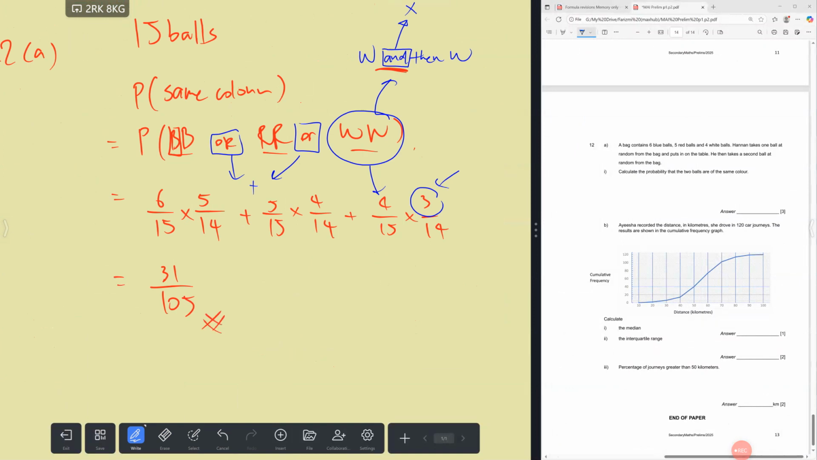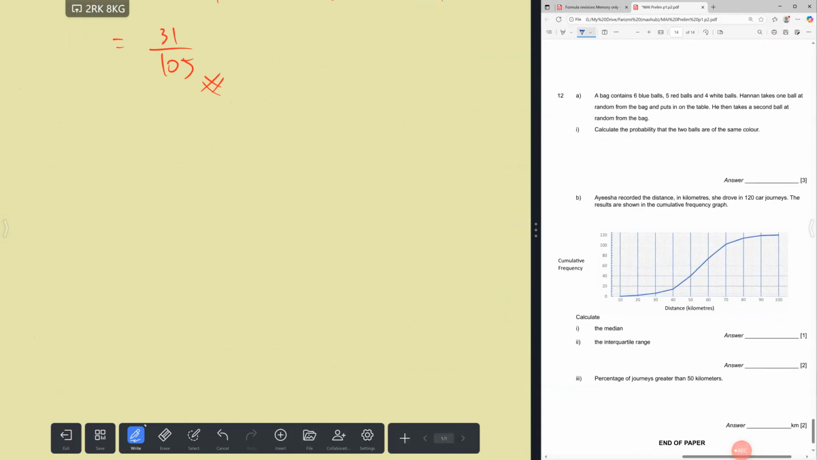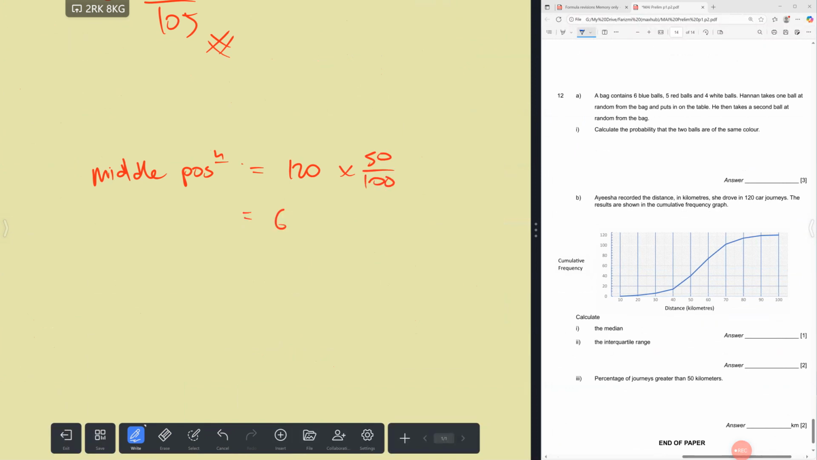Right? That's it. Next, Ayesha recorded distance in kilometers. She drove in 120 car journeys. The results are shown in the cumulative frequency graph below. The median, right? I'm not a big fan of this particular graph, but we can try to do it. The median is actually the middle value. But for a cumulative frequency curve, there's no need for you to plus 1. So first of all, you find the middle position. The middle position is actually the 50th percentile, which is just half of it. You can take 120 times 50%. This will give you the 60th position.